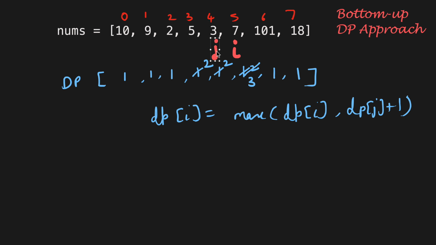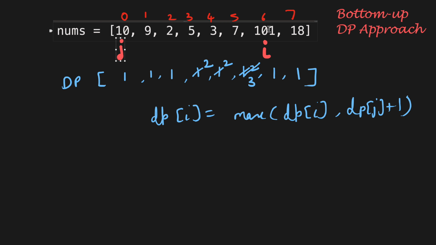And since 3 is less than 7, again we can form a subsequence which will be of length 3. So dp of 5 remains 3. And now since we have compared all the elements before 7, we will move the I pointer forward and again compare all the elements before it.